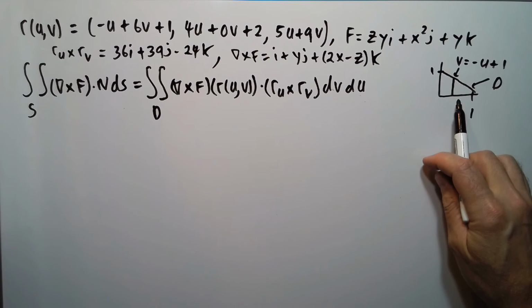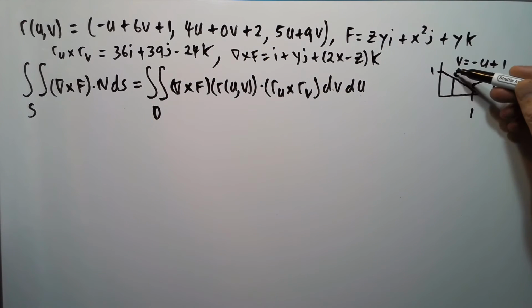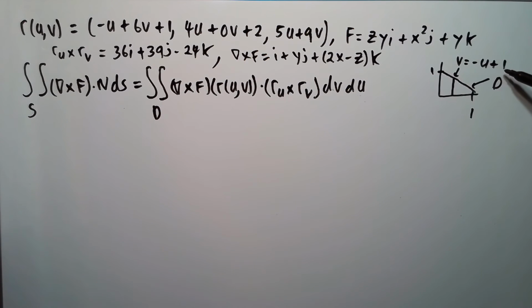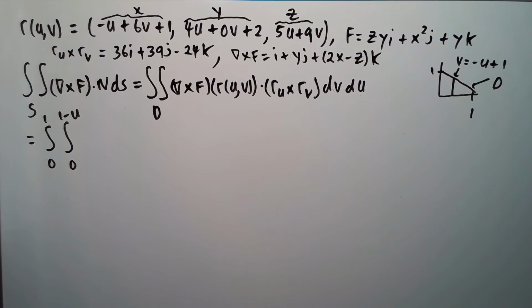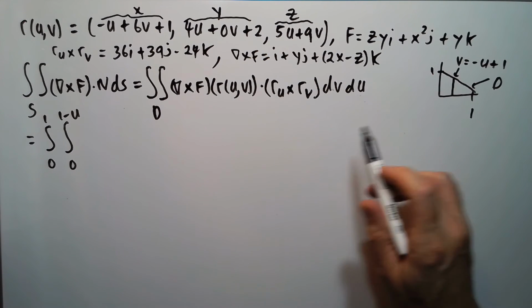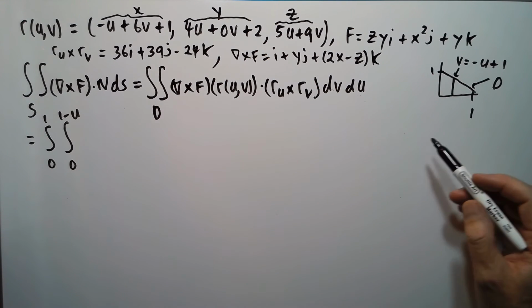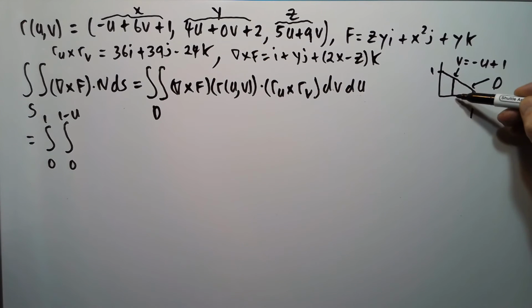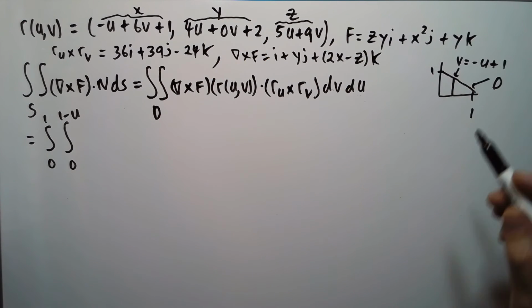Okay, so here's my D region over here. I'm doing strips this way, so the v is going to go from 0 to minus u plus 1. Let me start filling this in now. Okay, so there's my limits. It's going to be 0 to 1 on the u and 0 to 1 minus u on the v, because you're going strips this way. And that's the equation of that line right there.